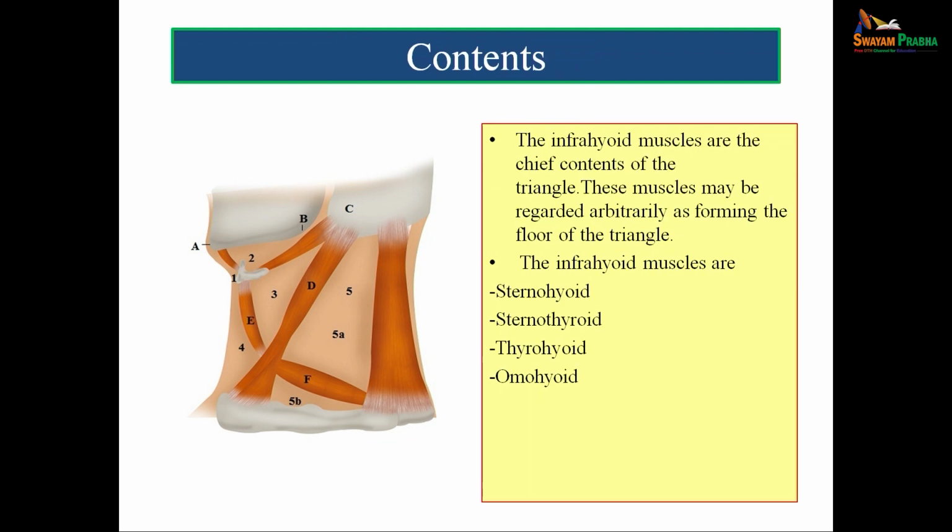Now, what are the contents of the anterior triangle of the neck? The infrahyoid muscles are the chief contents of this triangle. These muscles may be arbitrarily regarded as forming the floor of the triangle. Now, what are the infrahyoid muscles? Sternohyoid, sternothyroid, thyrohyoid, and omohyoid. Their nerve supplies we have already discussed.